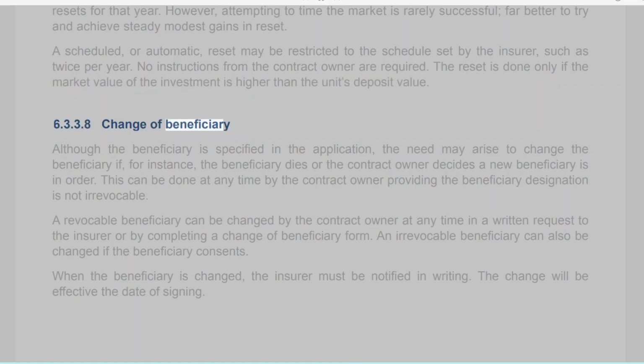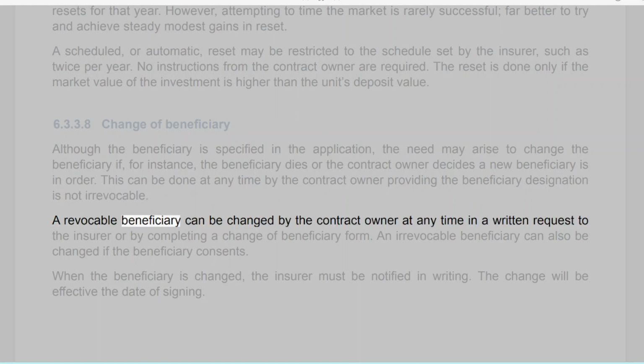6.3.3.8 Change of beneficiary. Although the beneficiary is specified in the application, the need may arise to change the beneficiary if, for instance, the beneficiary dies or the contract owner decides a new beneficiary is in order. This can be done at any time by the contract owner providing the beneficiary designation is not irrevocable.